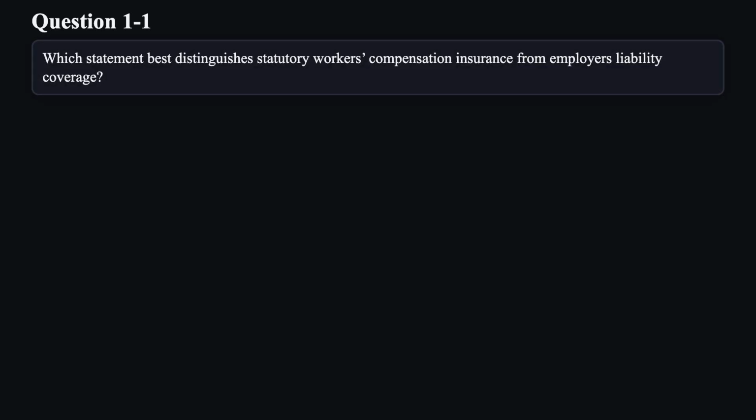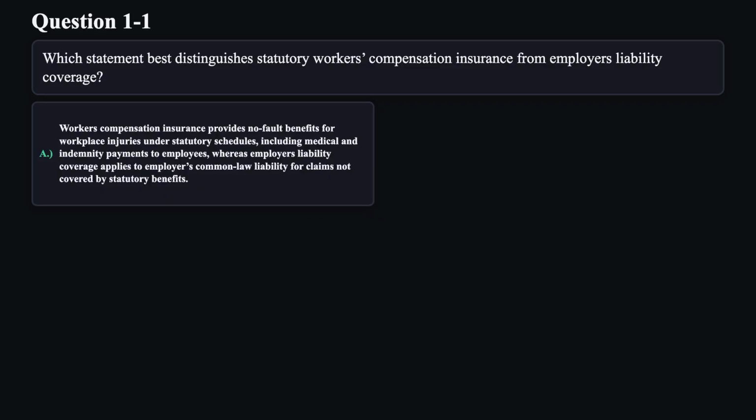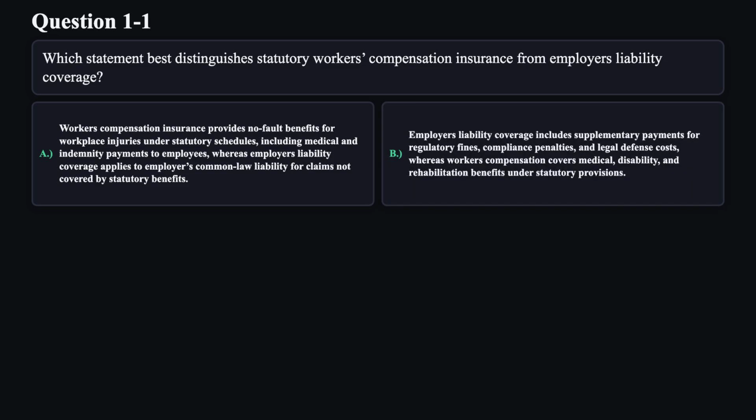Which statement best distinguishes statutory workers' compensation insurance from employer's liability coverage? A. Workers' compensation insurance provides no-fault benefits for workplace injuries under statutory schedules, including medical and indemnity payments to employees, whereas employer's liability coverage applies to employers' common law liability for claims not covered by statutory benefits.